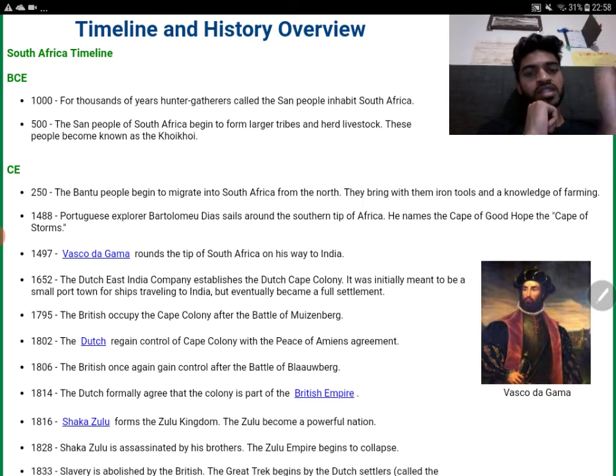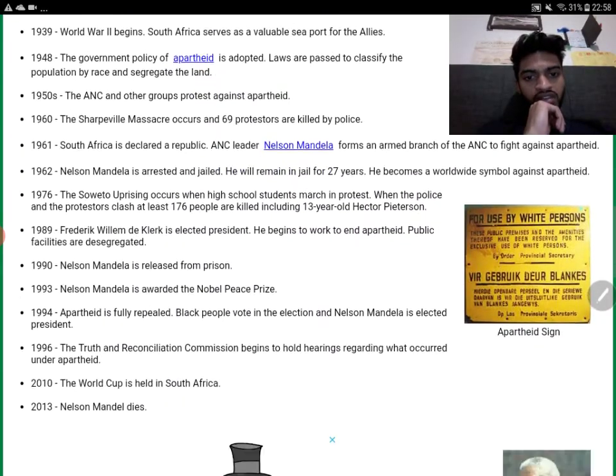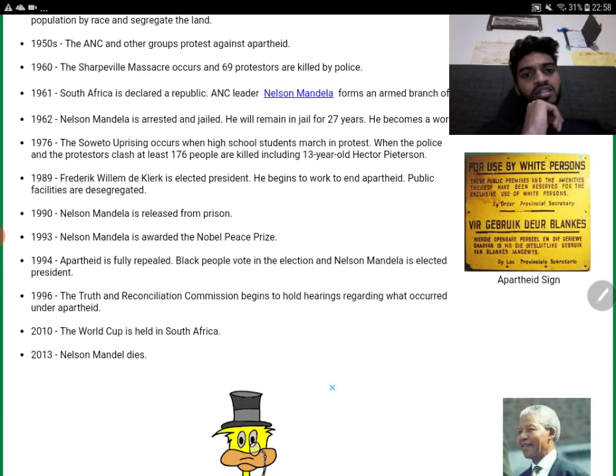Starts off with BCE, which means the same as BC, and that is 1,000 years before Christ, 500 years before Christ. Then you have CE, which means the same as AD, so after Christ. So this is 250 years after Christ, and all the way at the bottom we have 2013 years after Christ.